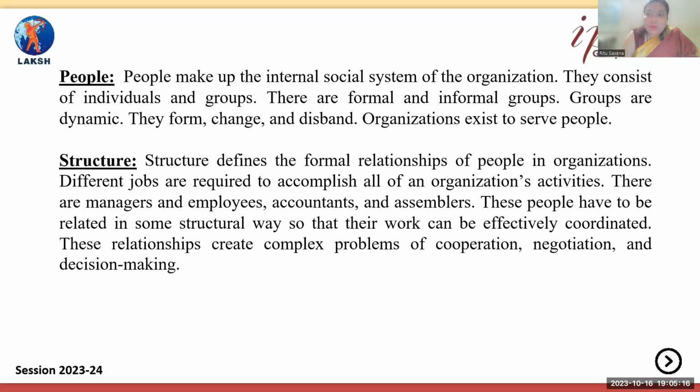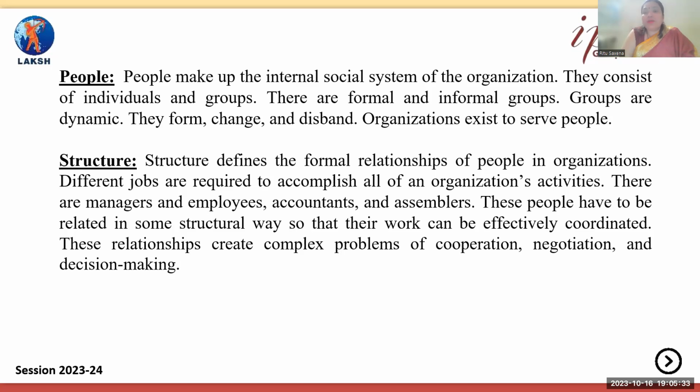Now, who are these people and why are they a key element of any organization? People make up the internal social system of any organization. They consist of individuals and groups.